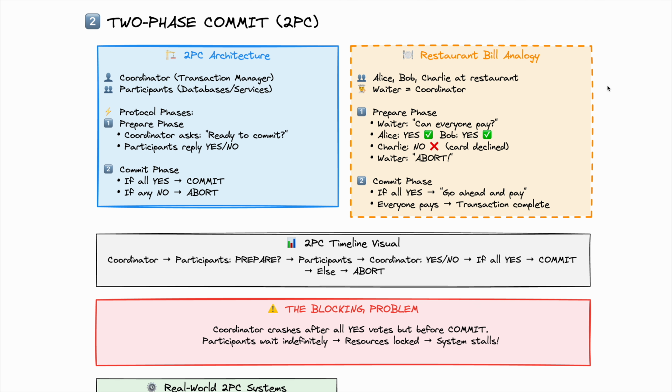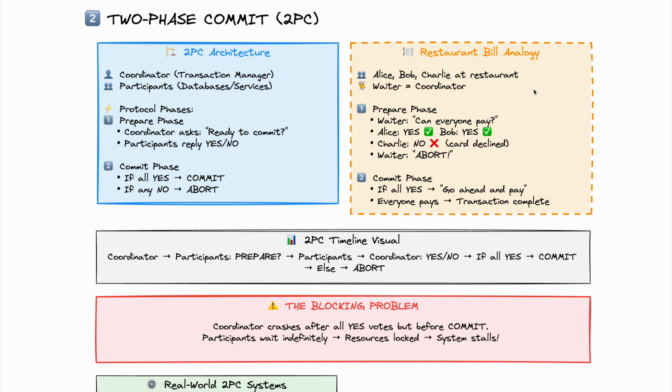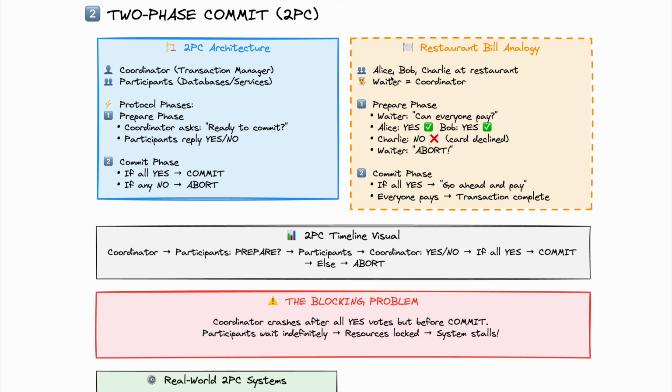And let's take the restaurant bill analogy. Let's say that Alice, Bob, and Charlie are at the restaurant, and we also have a waiter. In this case, the waiter is the coordinator, and Alice, Bob, and Charlie are participants. In the prepare phase, because we need to pay the full bill, each participant will pay their own share: Alice, Bob, and Charlie. We ask whether everyone can pay.